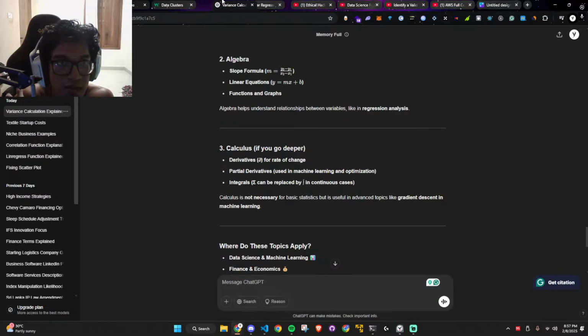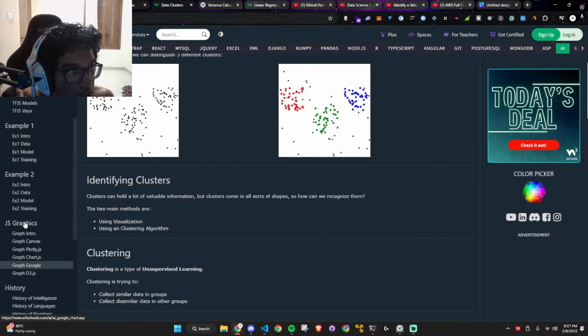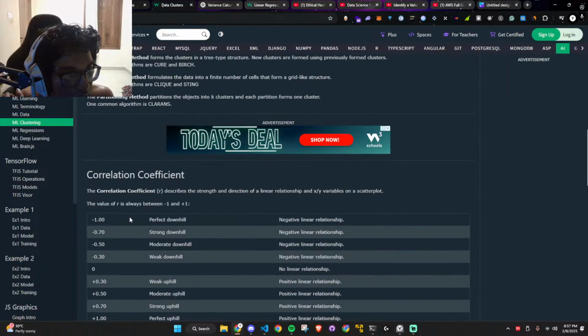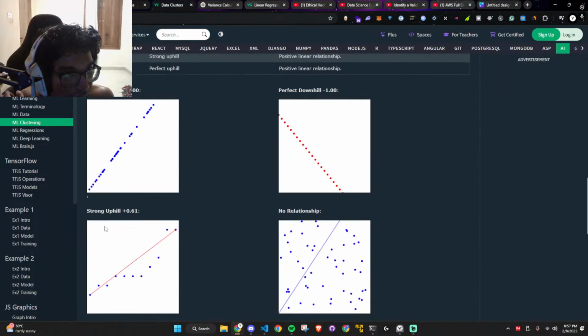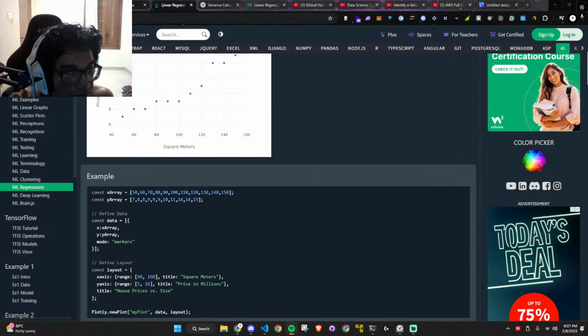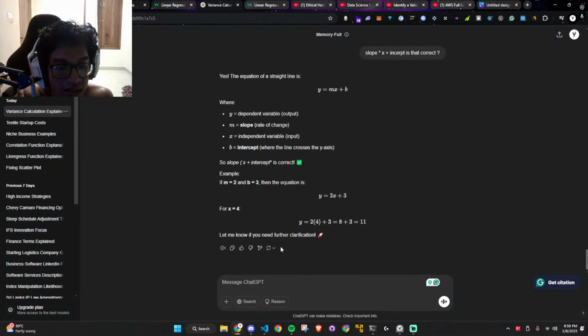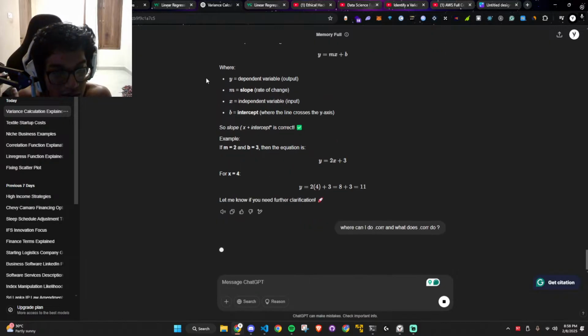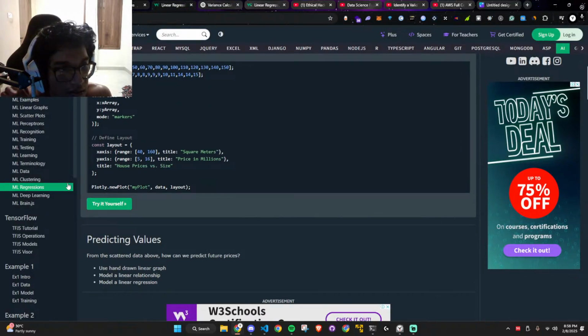What else do I need to know? Trying to learn this stuff. You can use .car for this, right? It creates like this. Oh, my Spotify's tweaking. Pretty sure you can just do .car. Where can I do .car? What does .car do? I'm pretty sure it's like a correlation matrix. What else do we have here?